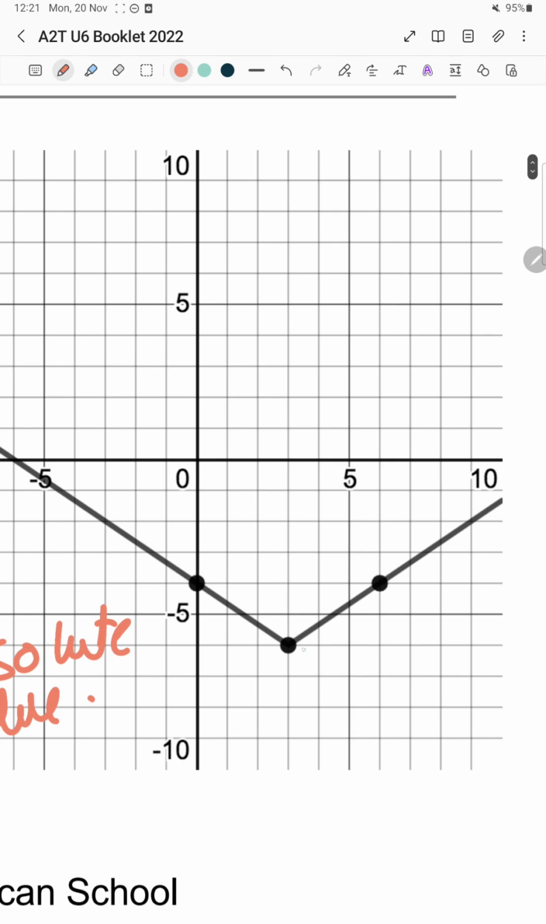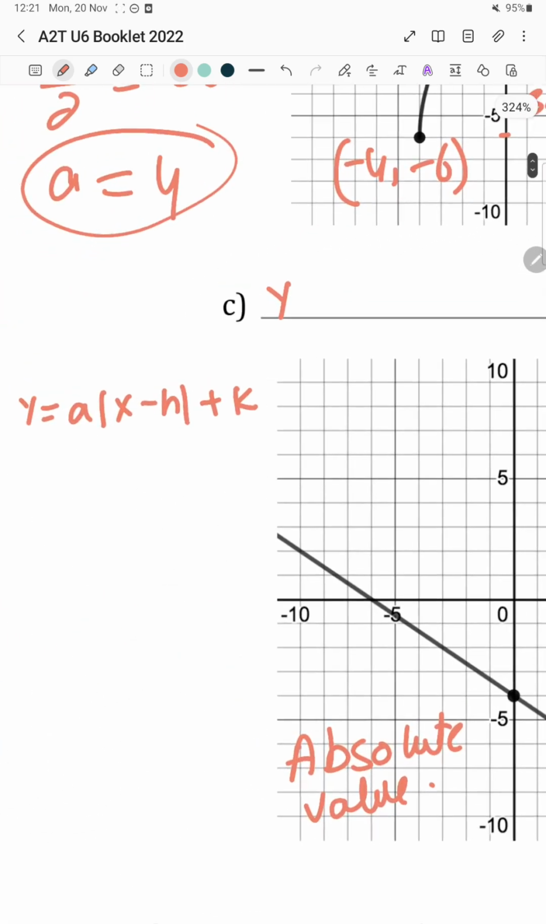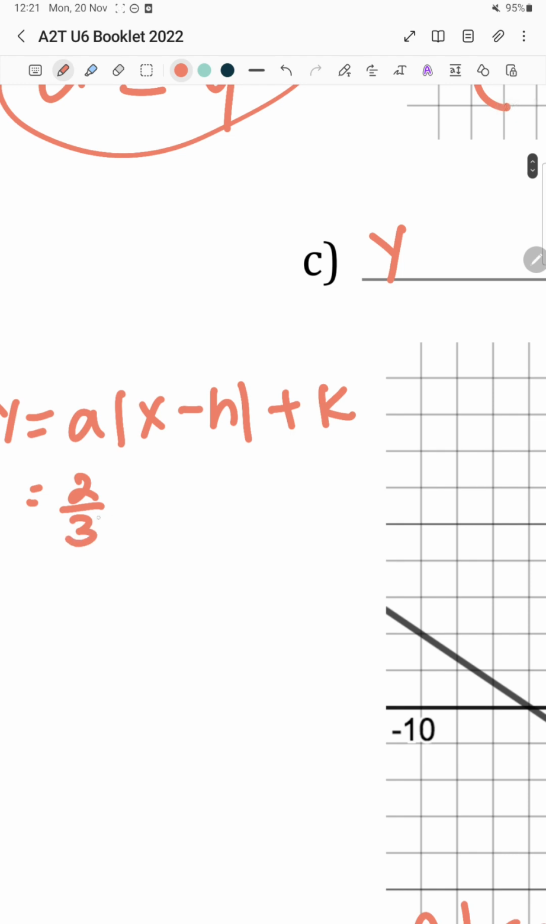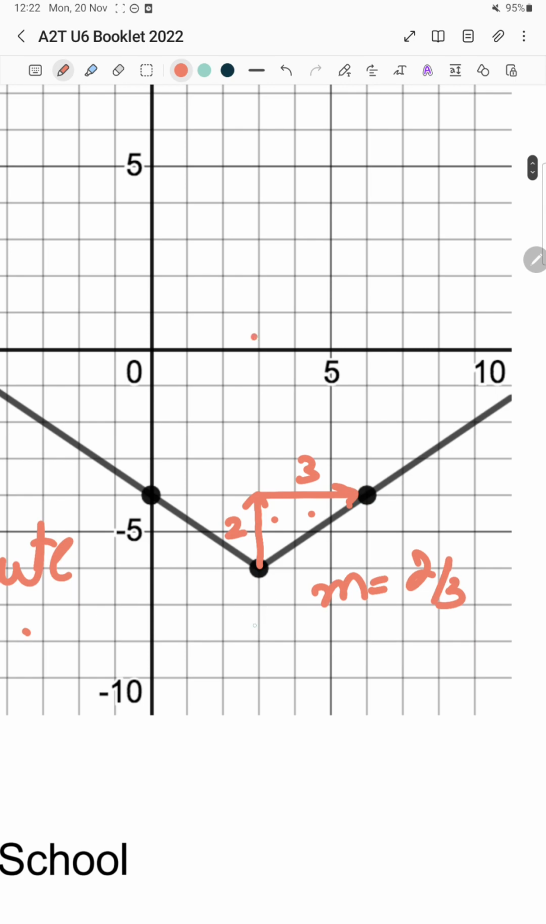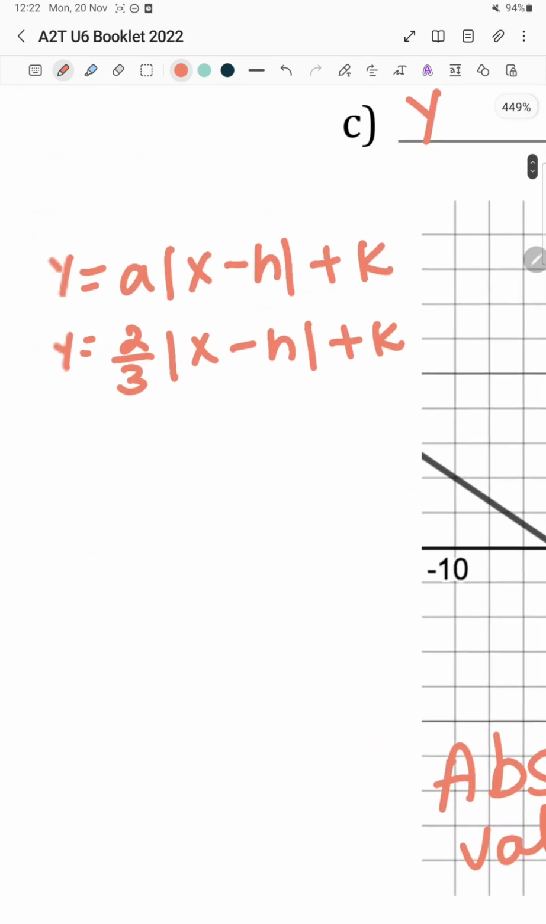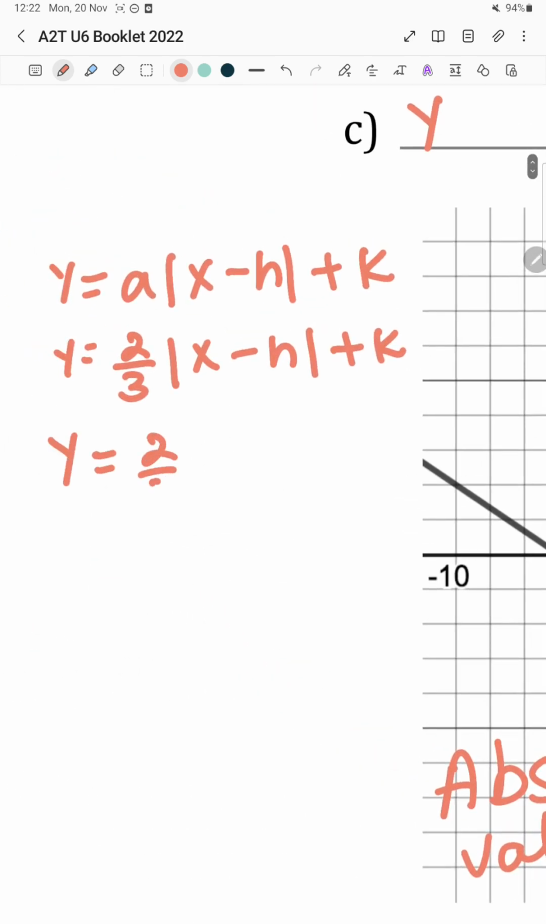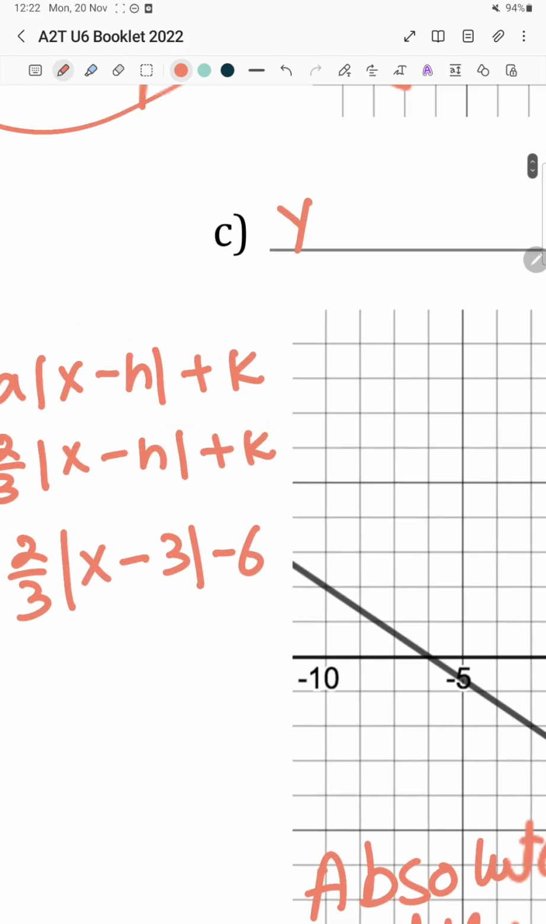It is moving to rise by 1, 1, 2, 3. So m is equal to 2 by 3, which is rise by 1. So it is equal to 2 by 3 mod of (x minus h) plus k. What are h and k? H and k is the vertex, that is plus 3, minus 6. Y is equal to 2 by 3 mod of (x minus 3) minus 6.